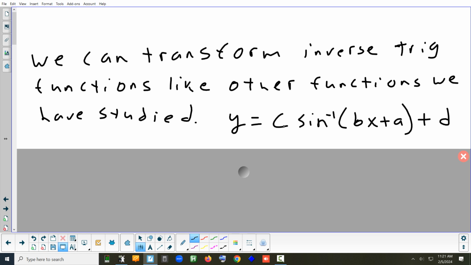What kind of transformation is C? Vertical stretch or compression. If C is a big number, like say 20, what happens? Stretch. What if C is a small number? It compresses. And if B or C are negative numbers, what does that do? That's a reflection. C is what kind of reflection?